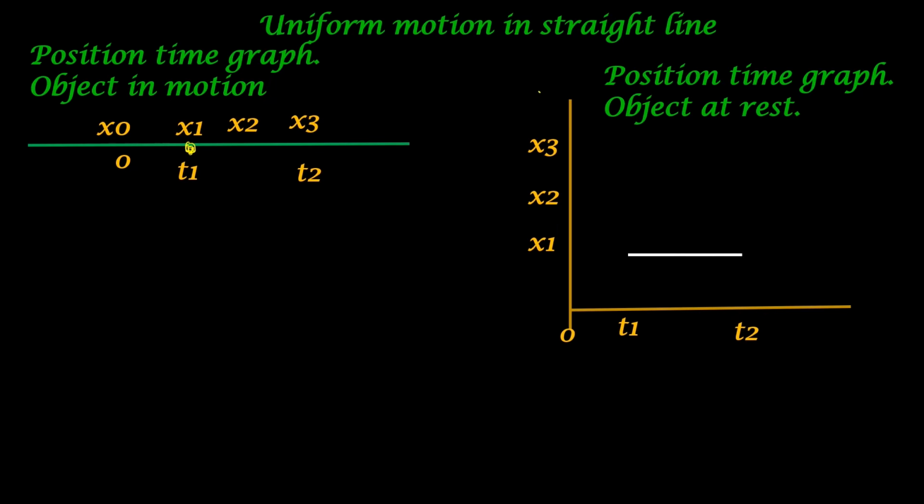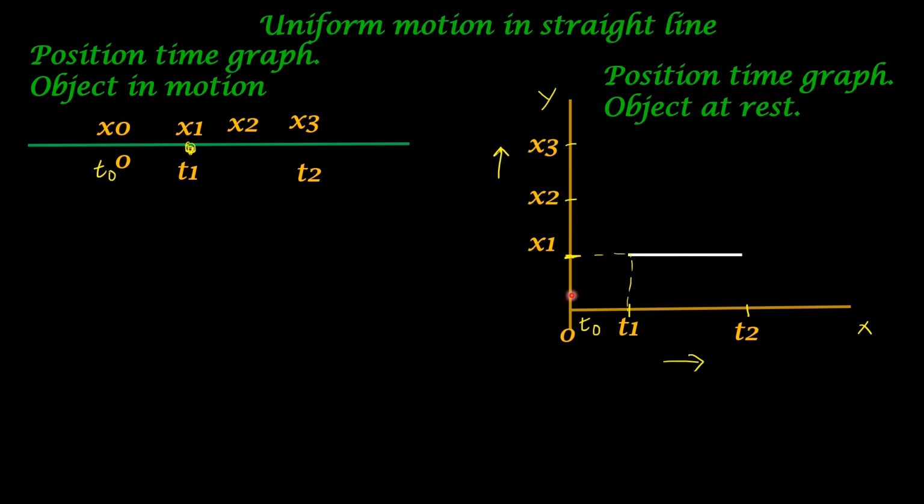Along the y-axis, we take position. This is x1, x2, x3. And along the x-axis, we take time. This is time t1, this is time t2, and this is time corresponding to origin equal to t0. Here also origin corresponds to t0. So at t1, the position is at x1. At t2 also, the position is the same. So the position time graph of an object at rest will be a straight line parallel to the time axis.